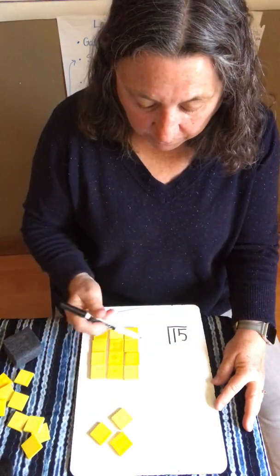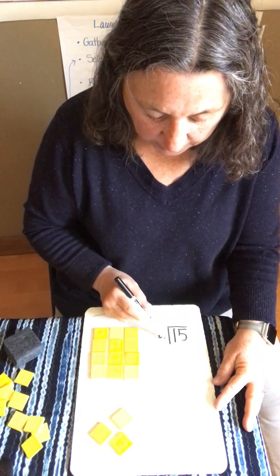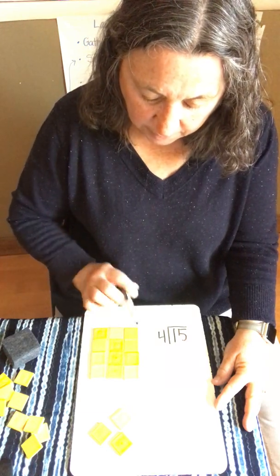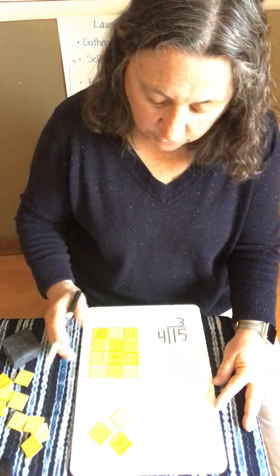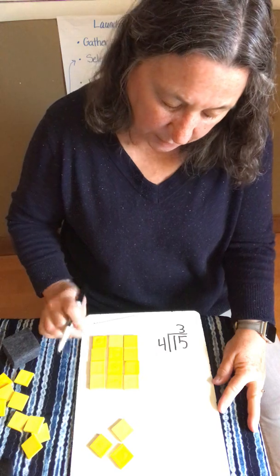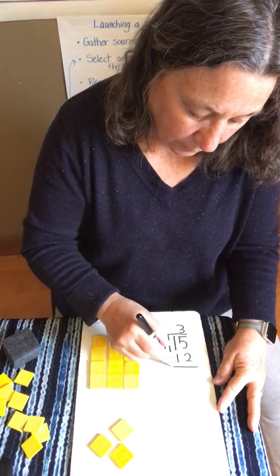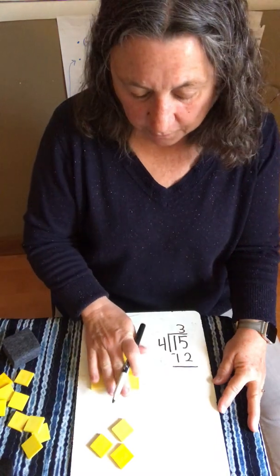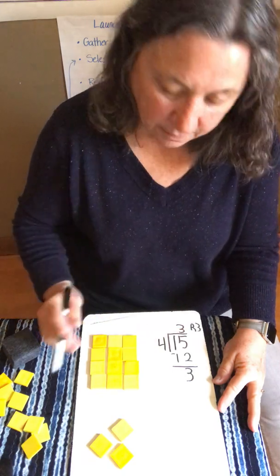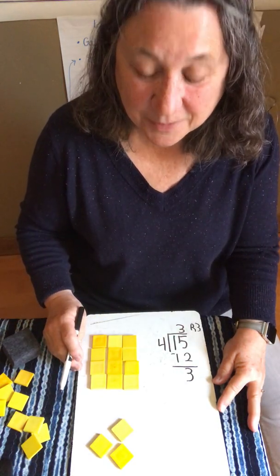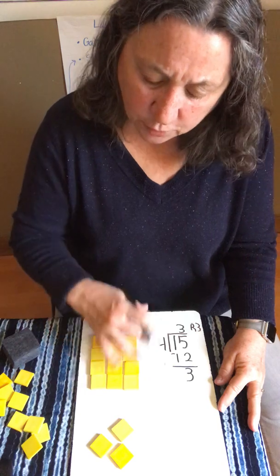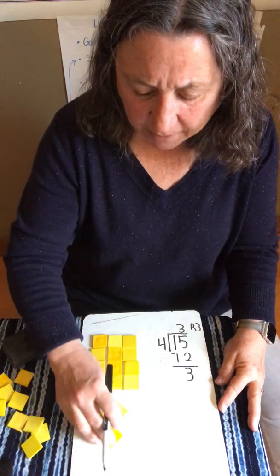So we have 15 tiles and we divided by 4, 1, 2, 3, 4, and we have 3 in each. So we have 4 times 3. How many tiles did we use? 12. 15, take away 12, leaves 3. So we have a remainder of 3. Yep, that's right. So you probably have a lot of questions. What if I don't want to use tiles, Mrs. Breuer? What if I want to try to do this in my head? That's a good question.